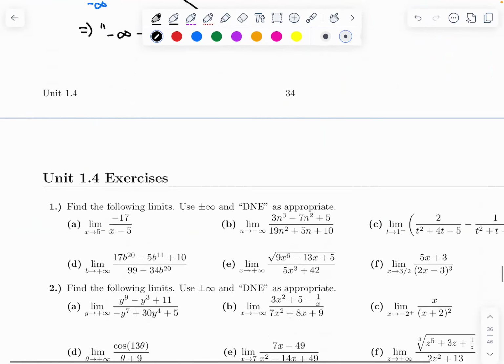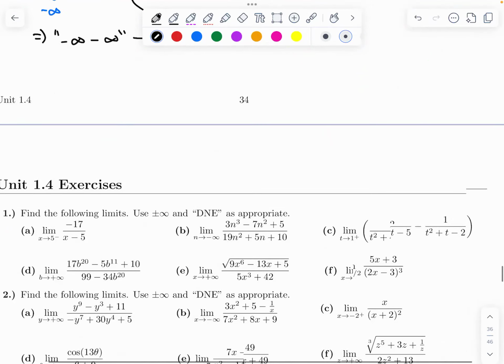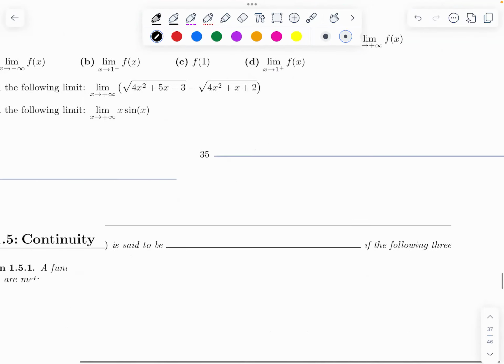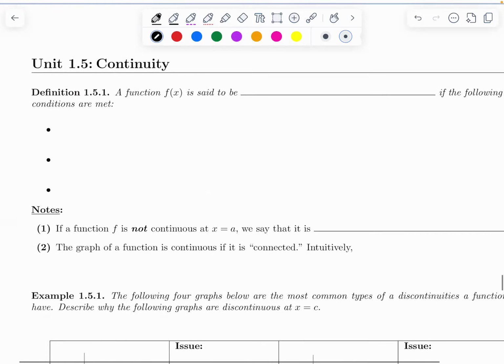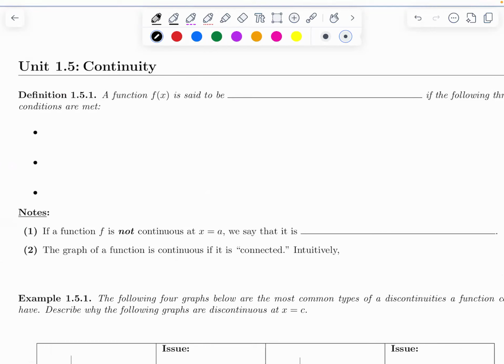All right, we get to the best part, what we've all been leading up to. Continuity. All I think about is that Rick and Morty episode where it's continuity. If anybody's seen Rick and Morty, it's great. That episode was hilarious. But anyways, continuity.